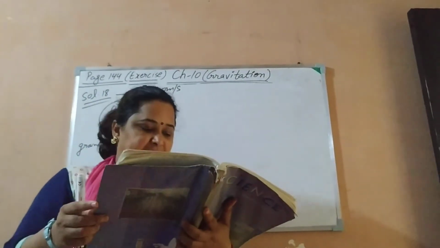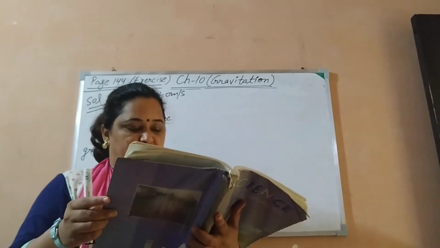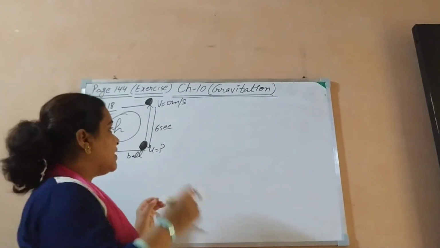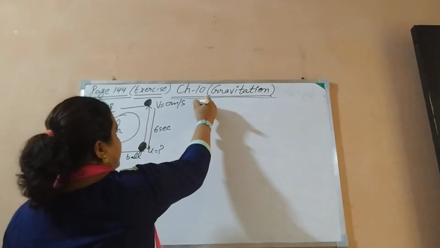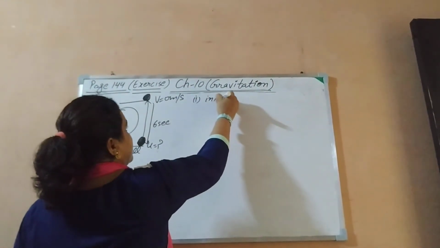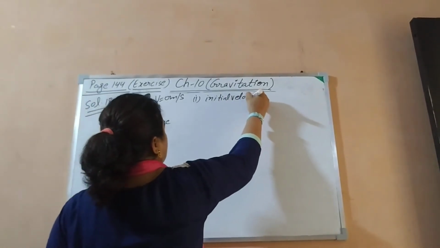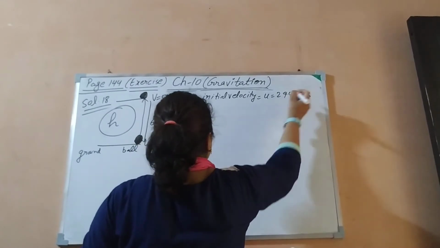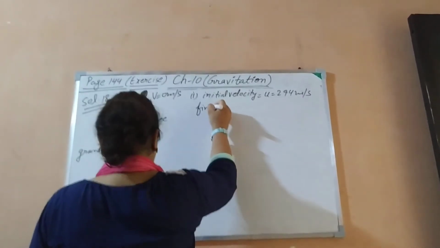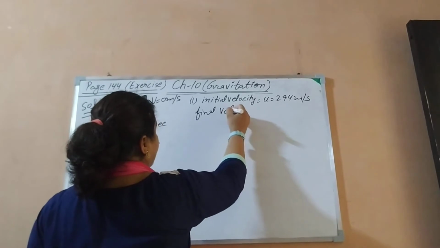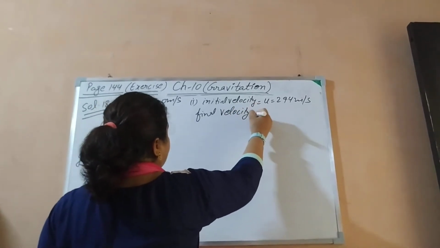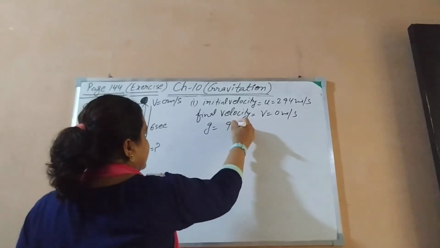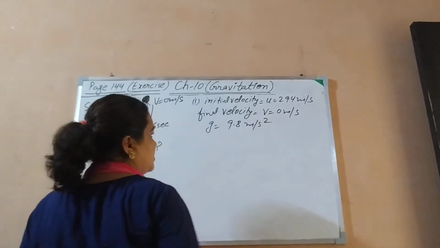Now the second part is to find the maximum height reached by the ball. In the first part we calculated the initial velocity u as 29.4 meter per second. And what is the final velocity? At maximum height, you know that the final velocity is 0. And acceleration due to gravity is 9.8 meter per second square.